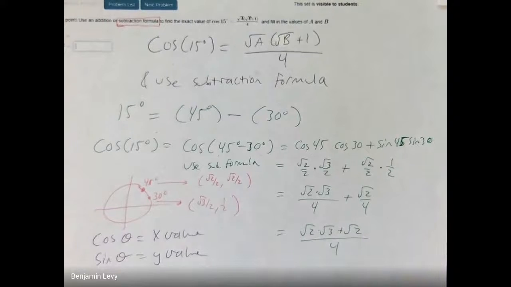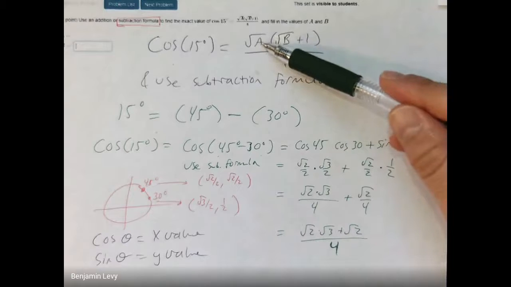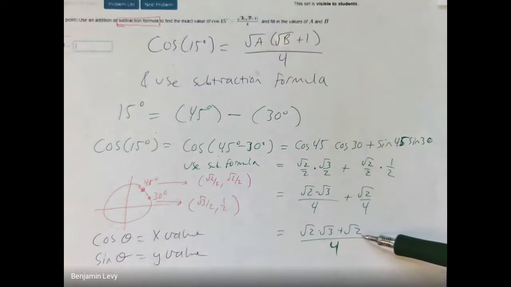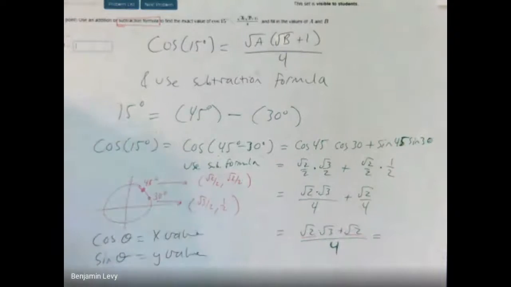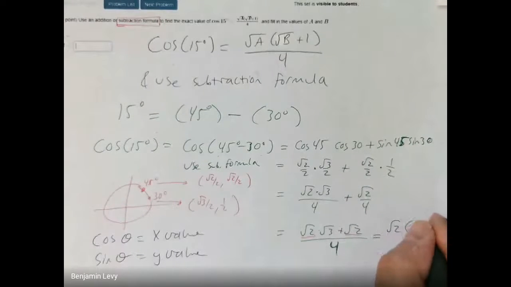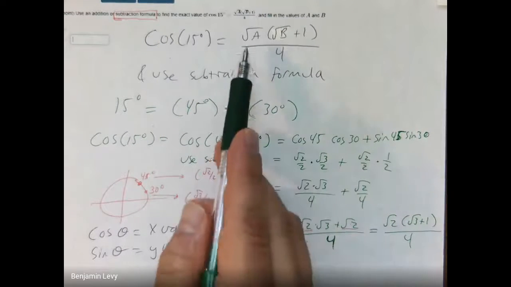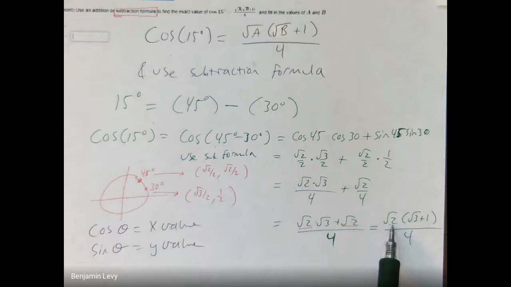And this almost looks like the answer, right? Except in the answer, something's factored out of the top, right? This square root of a is factored out. And so I'm trying to make my answer look like this answer. What should we factor out in order to make it look like that? What's common to both these terms? Square root of 2, right? There's a square root of 2 in both terms. And so we can factor out the square root of 2. And then it becomes this, and this looks just like the answer. And so the a in the answer is 2, and the b in the answer is a 3.